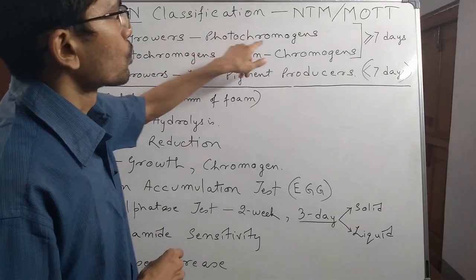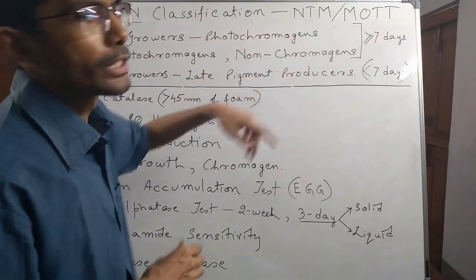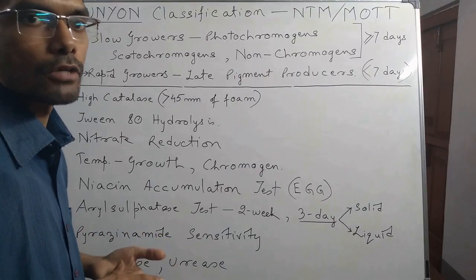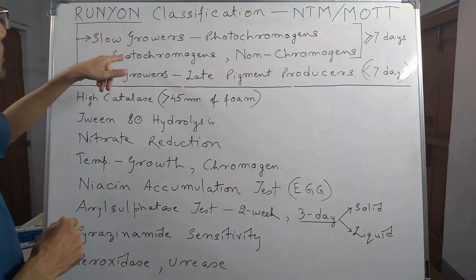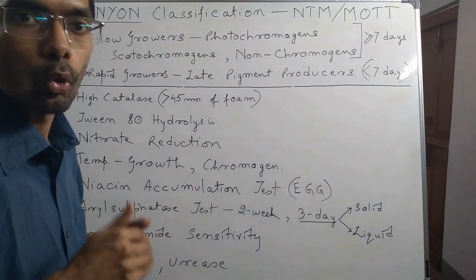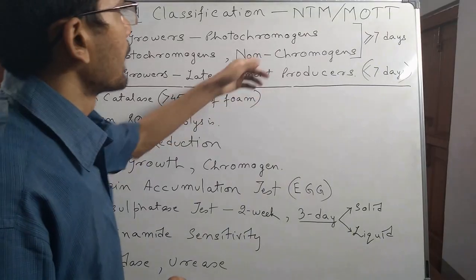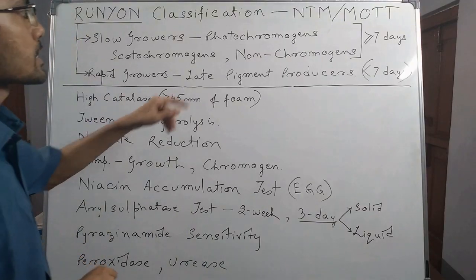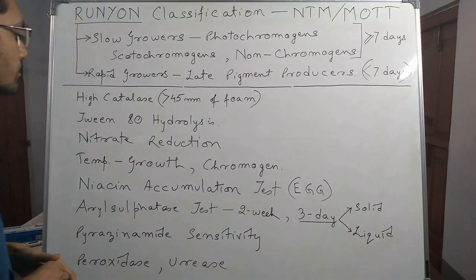Photo means light, chromo means color, gen means to generate, while others produce pigment even in the absence of light. So they were named scotochromogens. Scoto means dark, but it's not that they produce pigment only in darkness. And non-chromogens do not produce any pigment. And some of the rapid growers are late pigment producers.